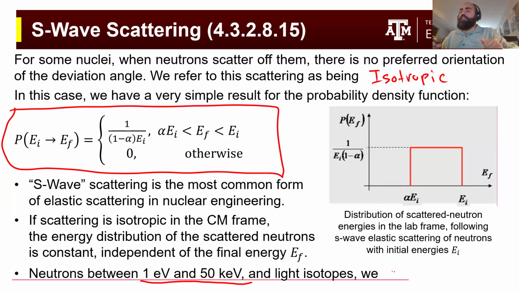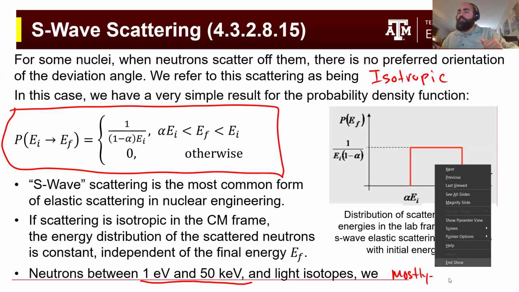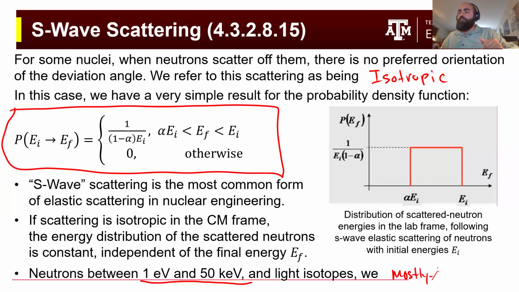We mostly see S wave scattering if you're less than 50 keV. So for S wave scattering, it's isotropic. This is the most common scattering that you'll see in nuclear engineering.